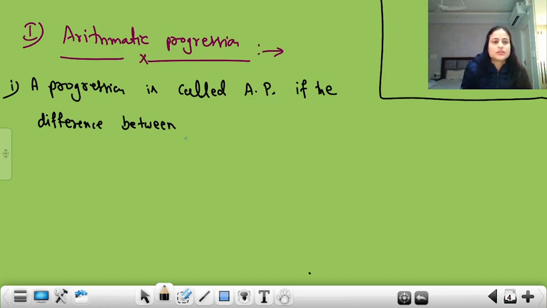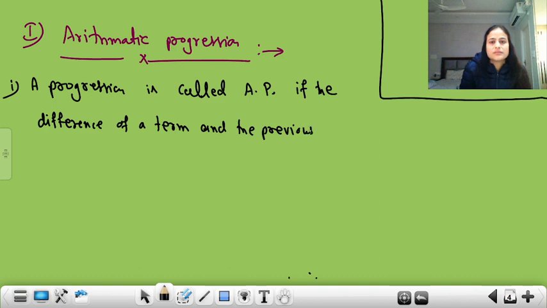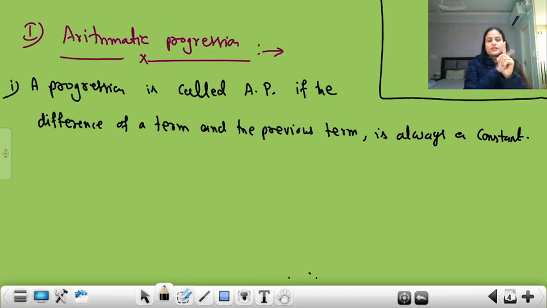A progression is called arithmetic progression if the difference of a term and the previous term is always a fixed constant, right?